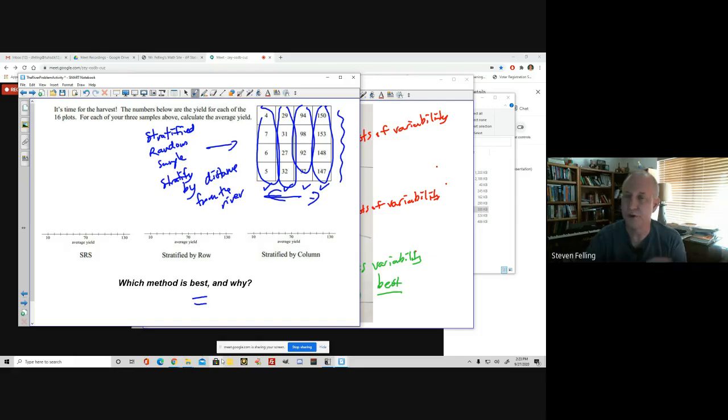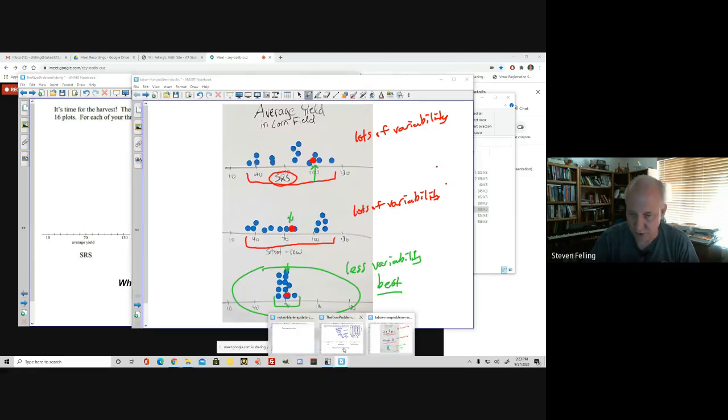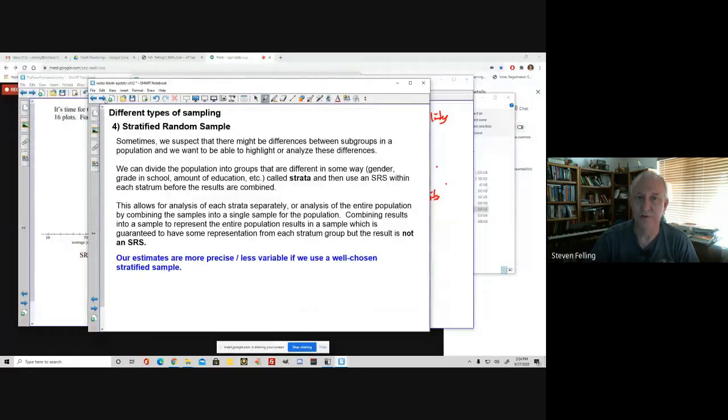And that is if we think there's some sort of pattern in the data, like the data is getting steadily lower as we go away from the river, so we want to include some from each. Okay. All right, so let me go back to the notes here, and we'll finish up the notes now that we've done the river activity.